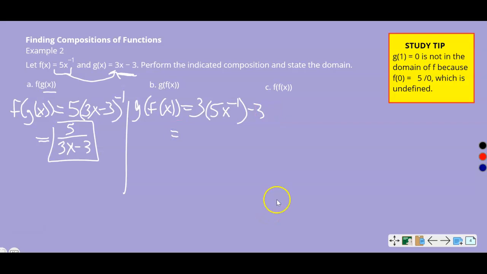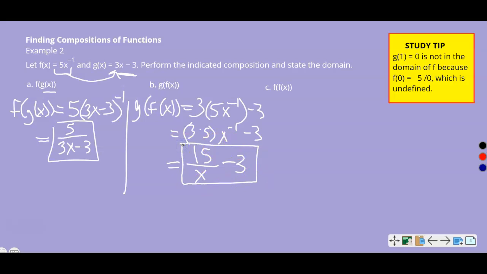All right, so I can use the associative property to regroup the numbers together. So 3 and 5, x to the negative 1, and then minus 3. So that's going to be 15. And then again, x goes to the bottom because it has a negative exponent. And then minus 3 is just still part of the equation. So I'm going to have 15 over x minus 3. So that represents g of f of x.